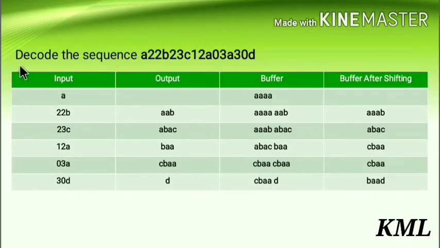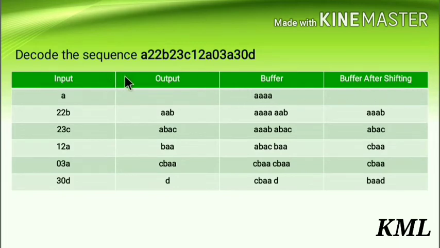So here I have the problem. Decode the sequence A, 22B, 23C, 12A, 03A, 30D. So let's start. Make a table: input, output, buffer and buffer after shifting.